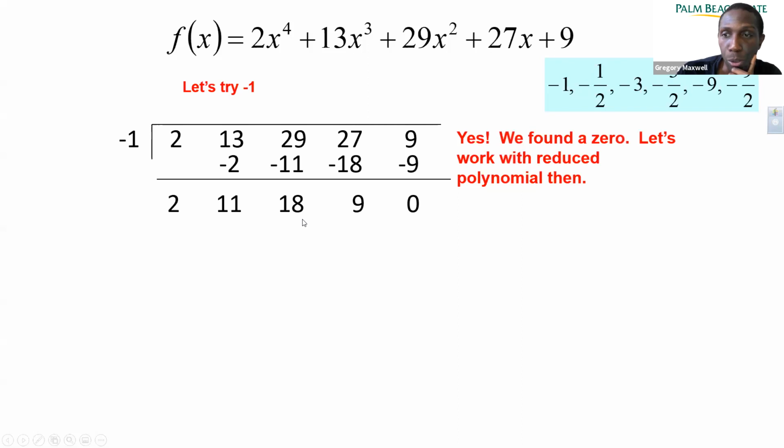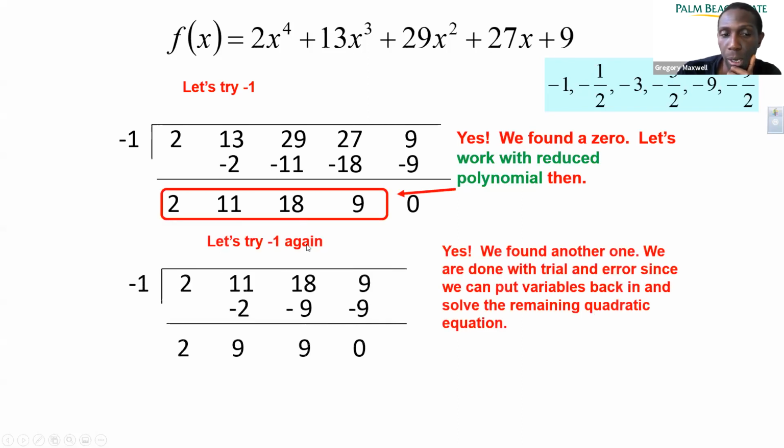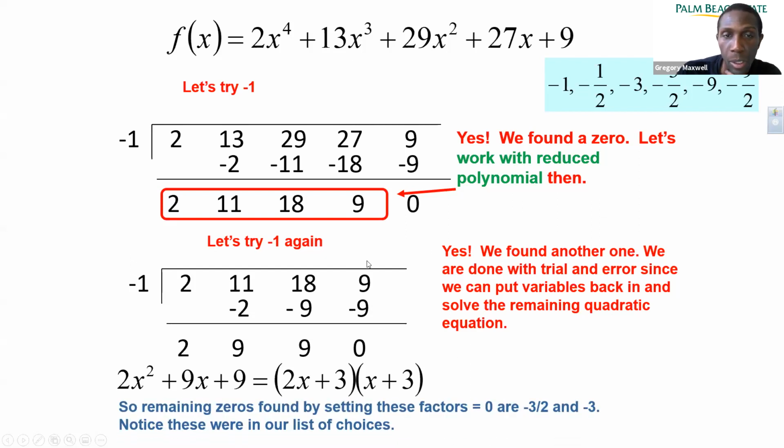And then we're going to try dividing by negative 1 again, because there's no reason not to try. We do it again, and we get another factor. x plus 1 is a factor twice. And now this is 2x squared plus 9x plus 9, which we can factor as 2x plus 3 times x plus 3. So this expression here can now be written as x plus 1 squared times x plus 3 times 2x plus 3.